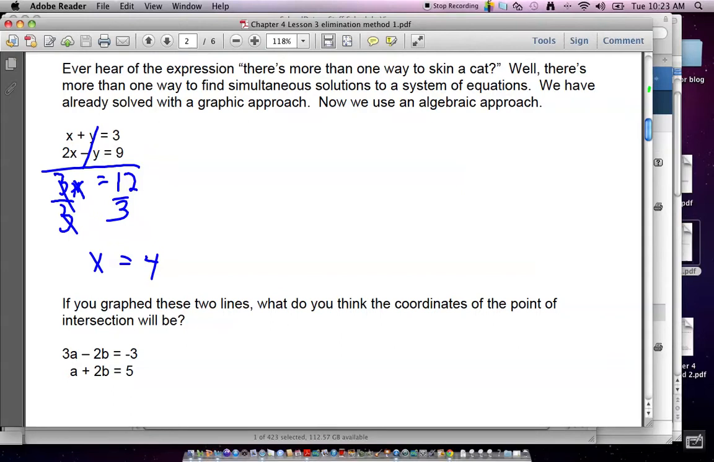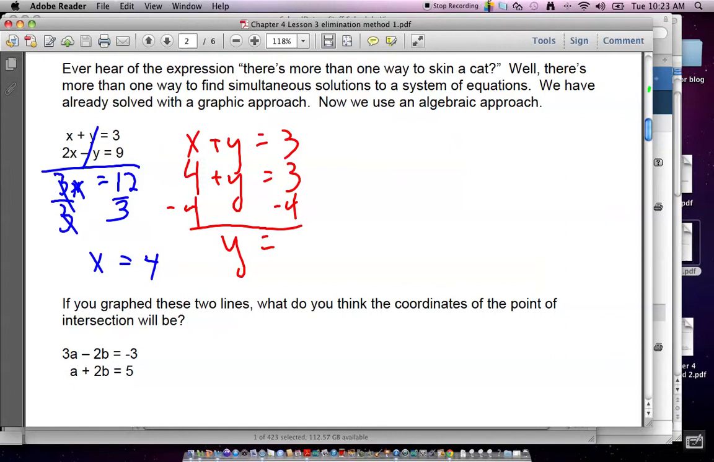No, that's not why I think the top one's better. No, I like it more because everything's positive. Right? Don't you tend to get more questions wrong if there's negatives in there? And do you see how the bottom one has a negative? So let's work with the top one. X plus y equals 3. What does x equal, everybody? 4. So 4 plus y is 3. I minus 4 for both sides. Y is negative 1.